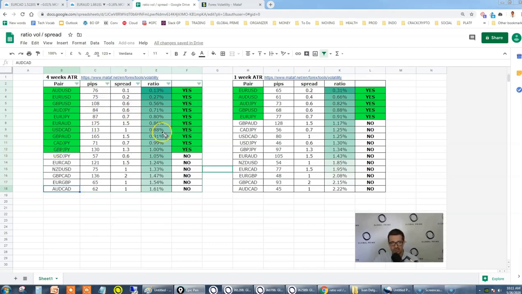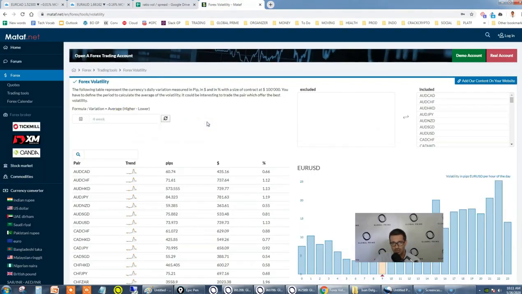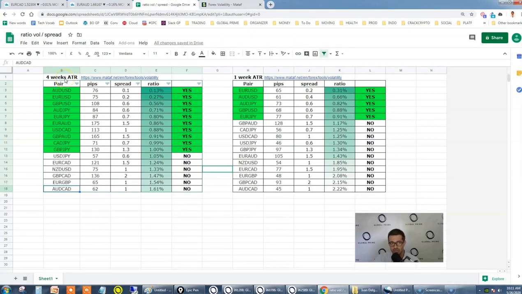So here's what I tend to do. I will go to Madoff.net. They have a volatility section, and at the end of every trading week, usually either on Saturday or Sunday, whenever I can find a little bit of time to crunch these numbers, it really just takes me 5 minutes. What you want to do is monitor both the average volatility on the 4-week and also on the 1 week.